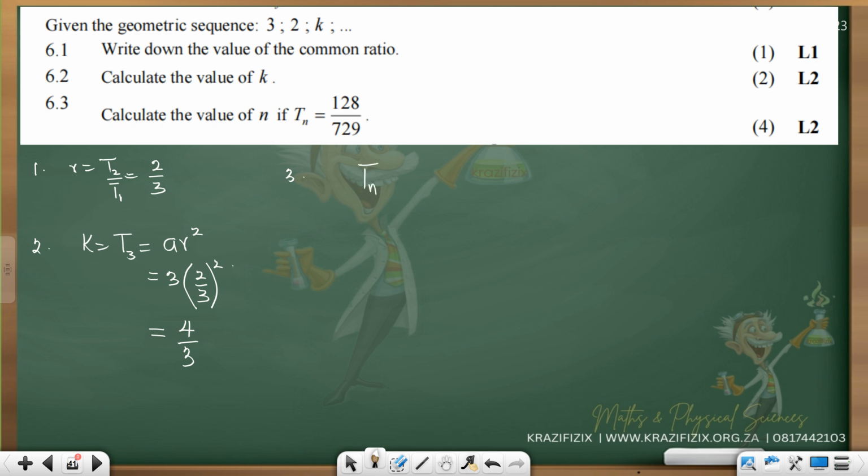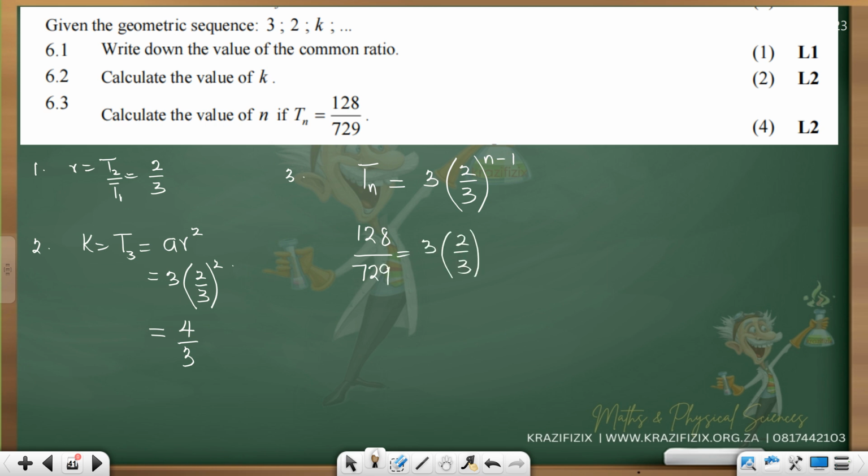Okay, so we know our Tn is A. My A is 3, right? My R is 2 over 3. Now that's our general formula, A R^(n minus 1). Now 128 over 729.